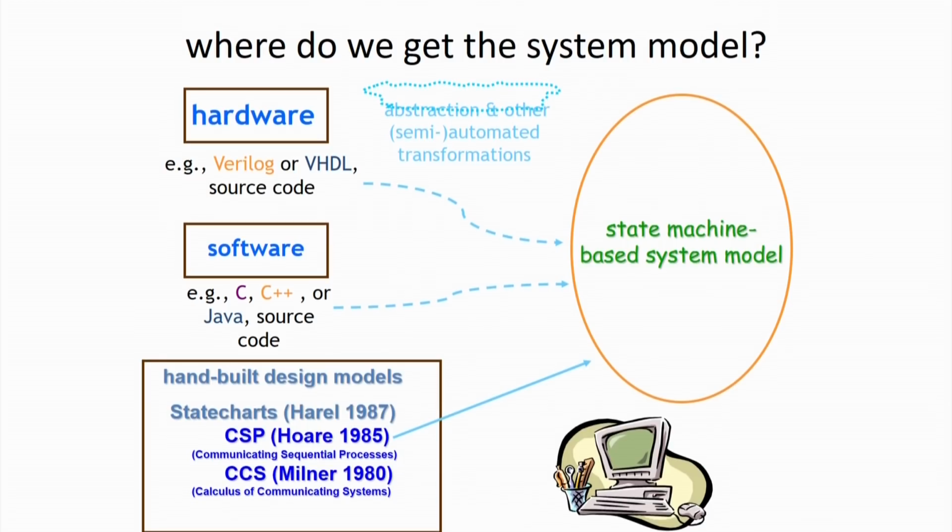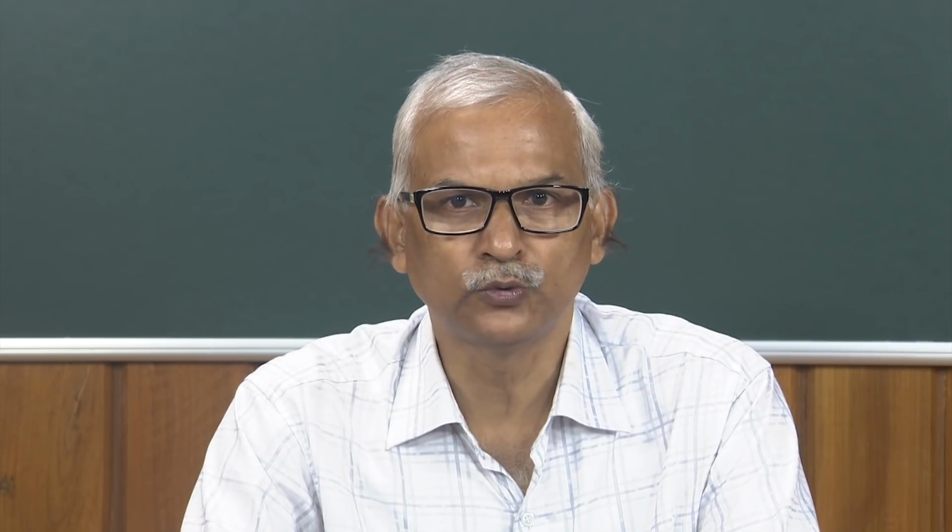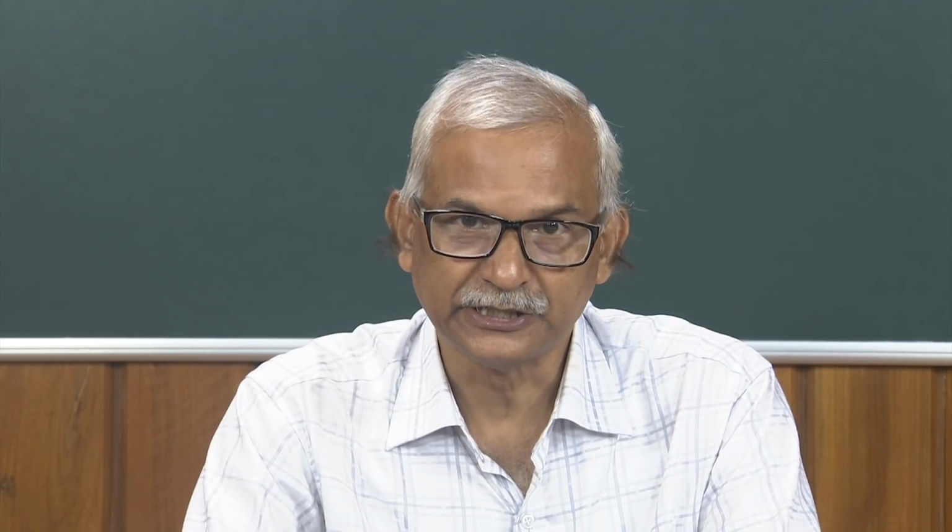Another formalism is CSP, communicating sequential processes. It was proposed by Hoare in 1985. And another method we have is CCS, calculus of communicating systems. It was proposed by Milner in 1980. So, if we need, we may use those particular formalisms also to get the model of the system.